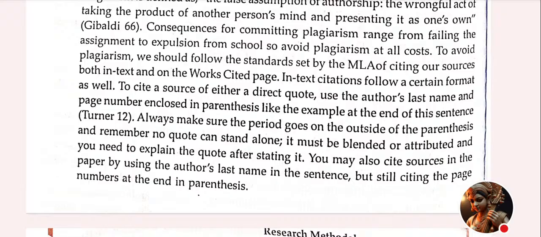And remember, no quote can stand alone. It must be blended or attributed, and you need to explain the quote after stating it. You may also cite sources in the paper by using the author's last name in the sentence, but still citing the page numbers at the end in parentheses.